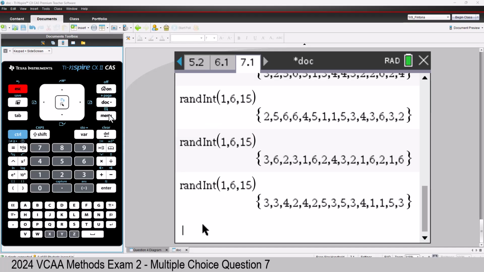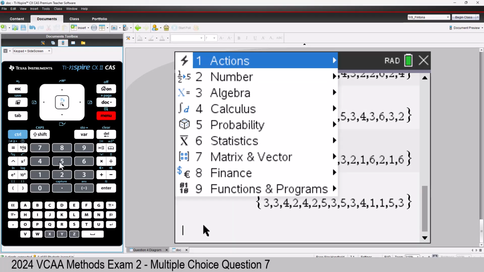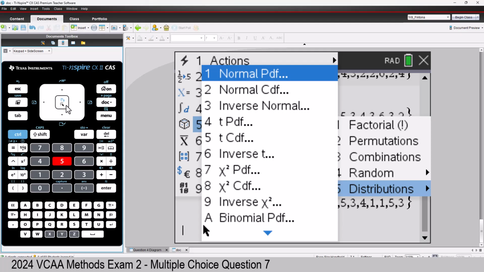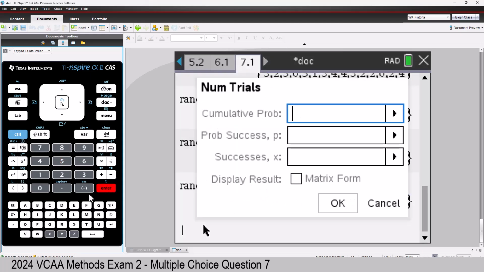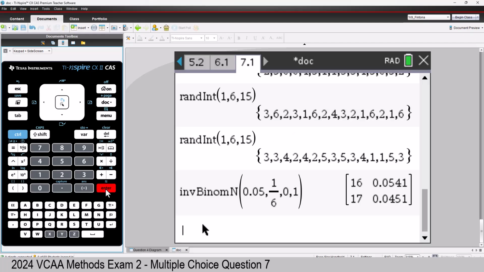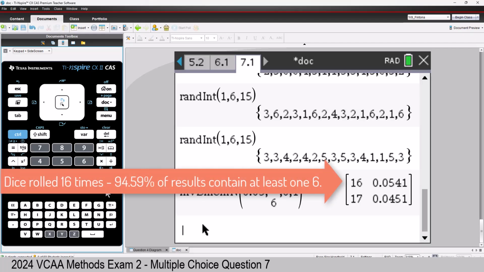We need to calculate the probability of 0 6s being less than 5%. To do this, I can use the inverse binomial command for n. The cumulative probability is 0.05. The probability of success is 1 on 6, and we want 0 successes. Generate the result as a matrix.